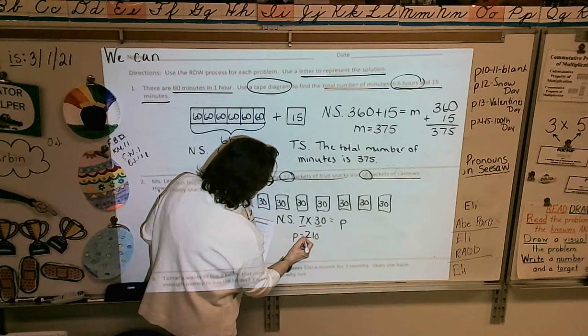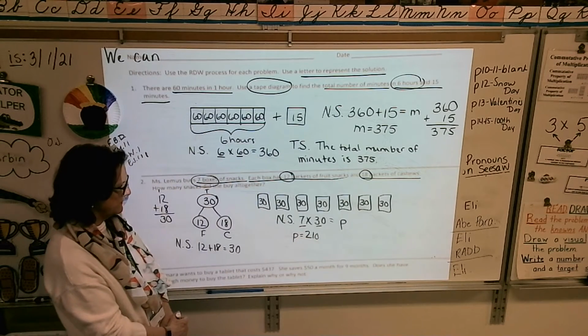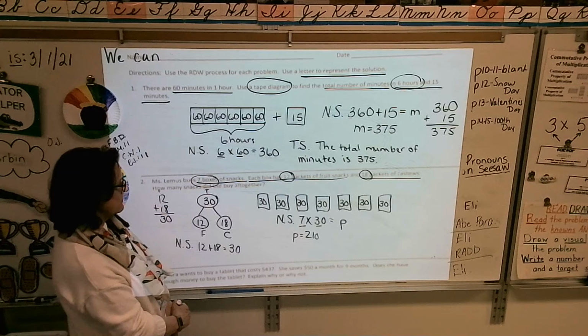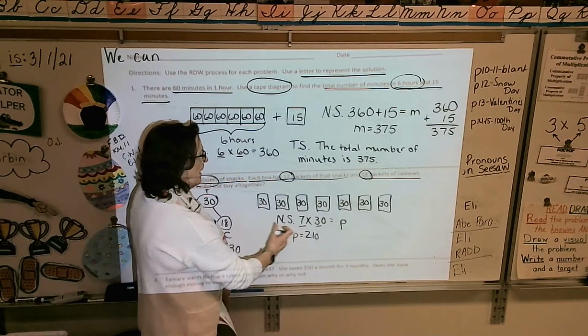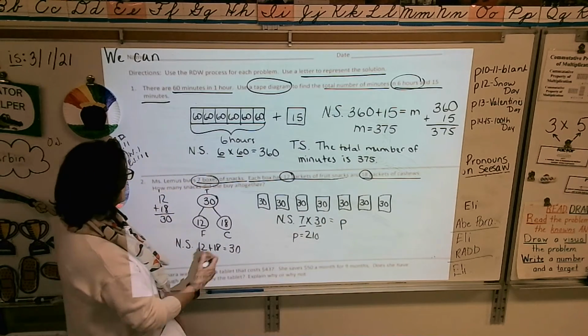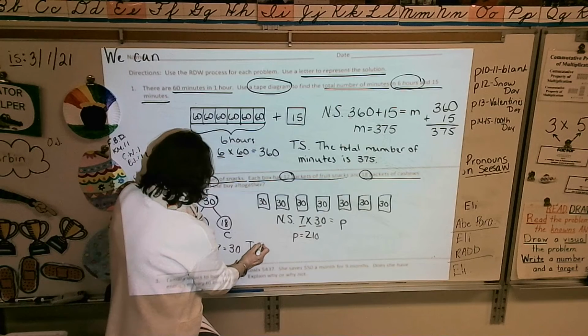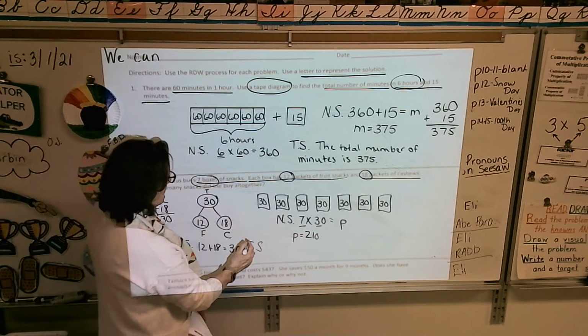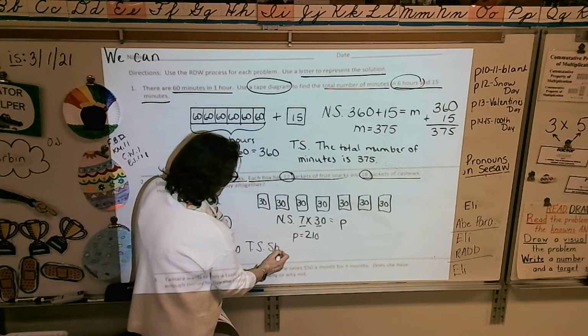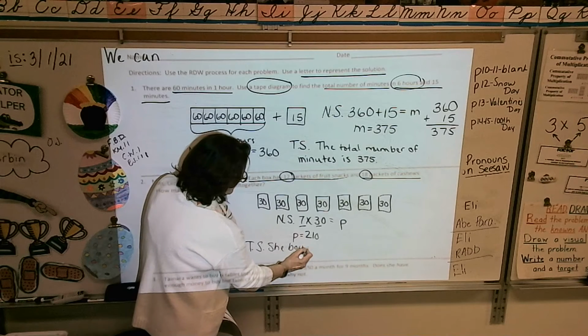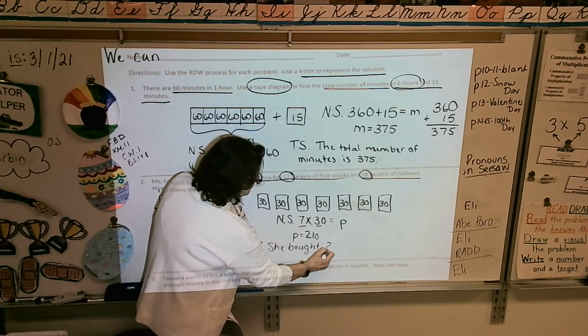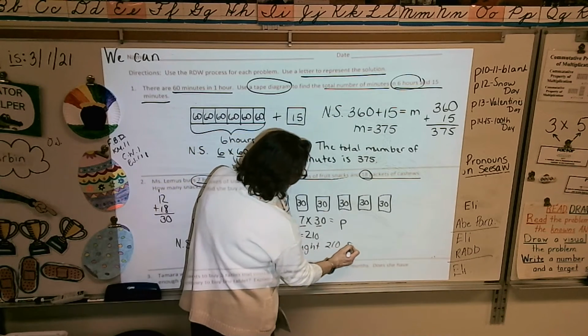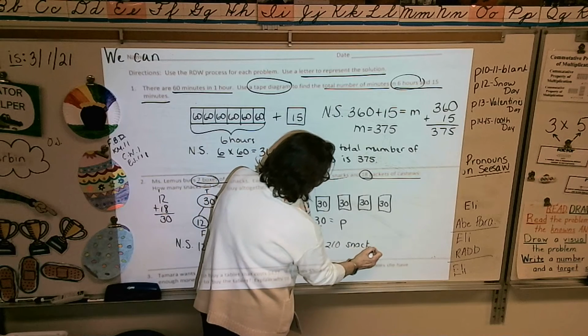So P equals 210. So what does 210 represent? It represents all of the packets in those 7 boxes. So I need a TS. How many snack packets did she buy altogether? TS. She bought 210 snack packets altogether.